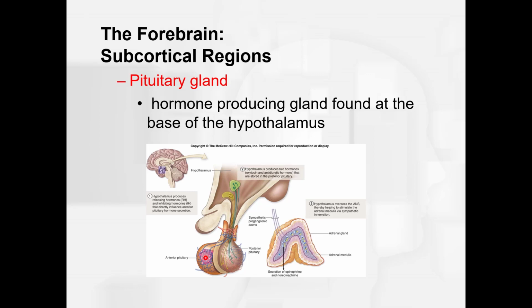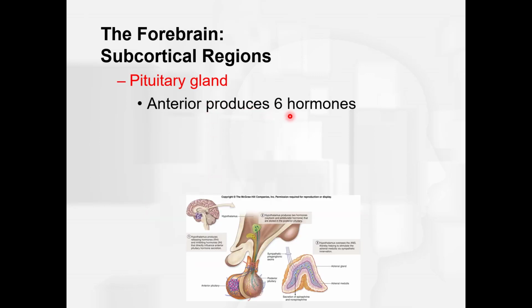We have the posterior pituitary and the anterior pituitary. And remember we said that the anterior pituitary produces its own hormones, and the posterior pituitary does not produce its own hormones. The hypothalamus produces them, and when it's ready to release them, it sends them to the posterior pituitary. So again, the anterior pituitary produces 6 hormones. It produces ACTH, which controls secretions of the adrenal gland, TSH, prolactin, GH, which is growth hormone, and then LH and FSH. And a few of those we'll come back and talk about a little bit more. ACTH, LH, and FSH will be something that we'll talk about in different areas of the semester.